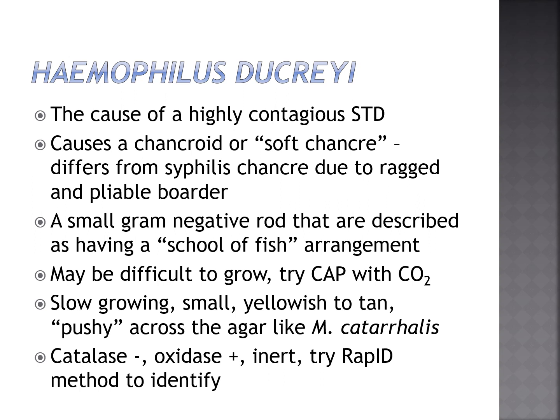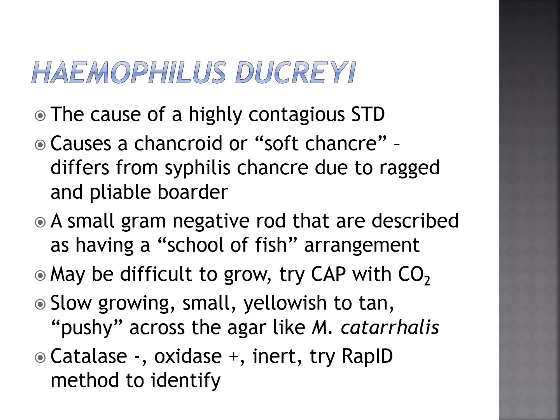Haemophilus ducreyi is not something that's super common in this country. There's only about 30 cases per decade in the U.S. This is much more common in other countries. In the U.S., it is highly associated with the commercial sex industry. This is the cause of a highly contagious sexually transmitted disease, and here Haemophilus ducreyi can form a chancroid or a soft chancre. It's a little bit different than the syphilis chancre. The chancroid of Haemophilus ducreyi has an irregular edge or an irregular margin. It looks more ragged and pliable.